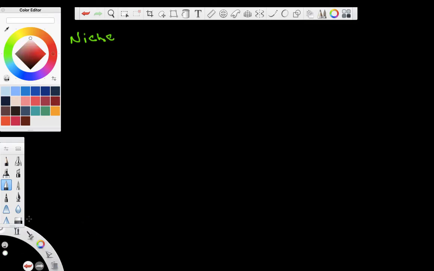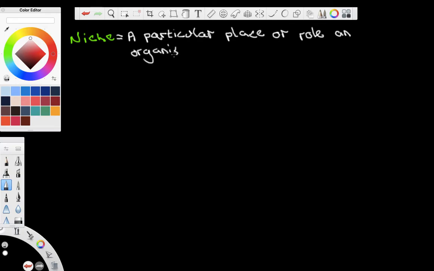Niche. Now, a niche can be defined as a particular place or role that an organism has within an ecosystem. So, a particular place or role an organism has within an ecosystem.